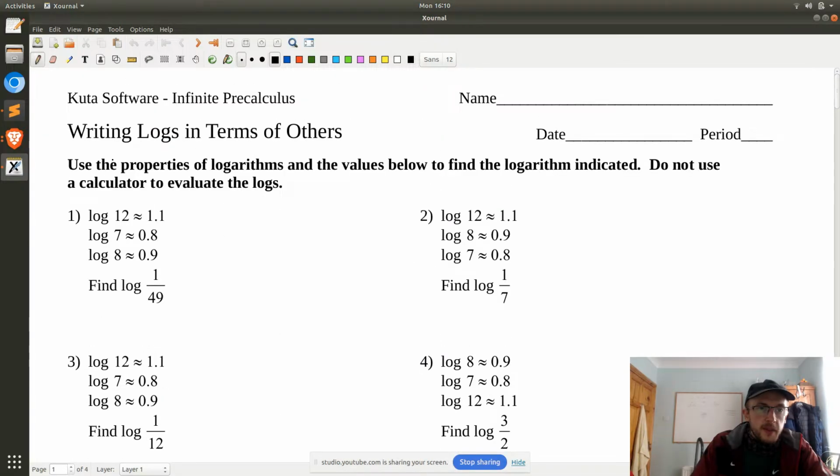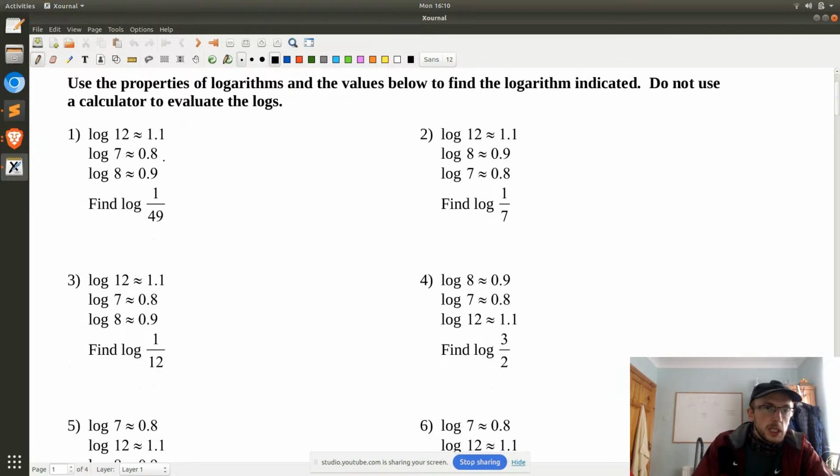Writing logs in terms of others. Use the properties of logarithms and the values below to find the logarithm indicated. Do not use a calculator to evaluate the logs. Okay, so we have to find log of 1 over 49 using the properties of logs.